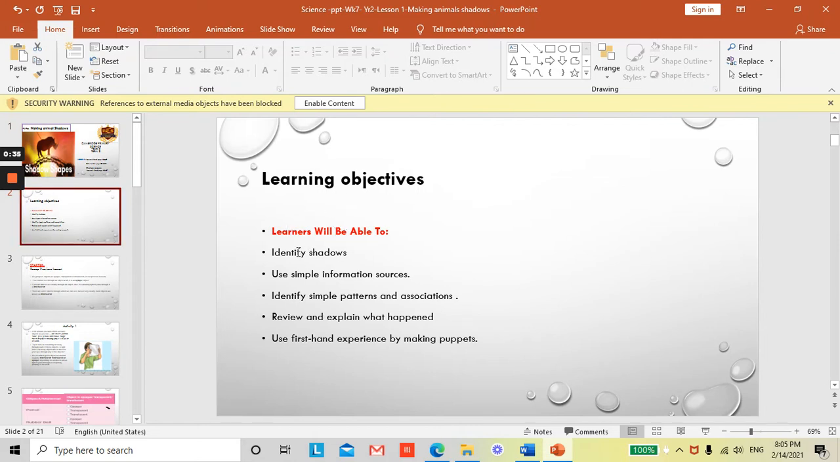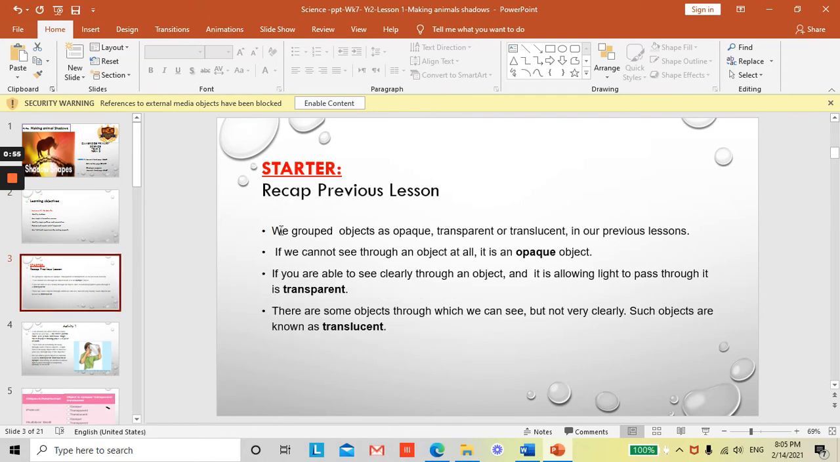Learners will be able to identify shadows, use symbol information sources, identify symbol patterns and associations, review and explain what happened, use first-hand experience by making puppet. Let's start by reviewing our previous lesson.